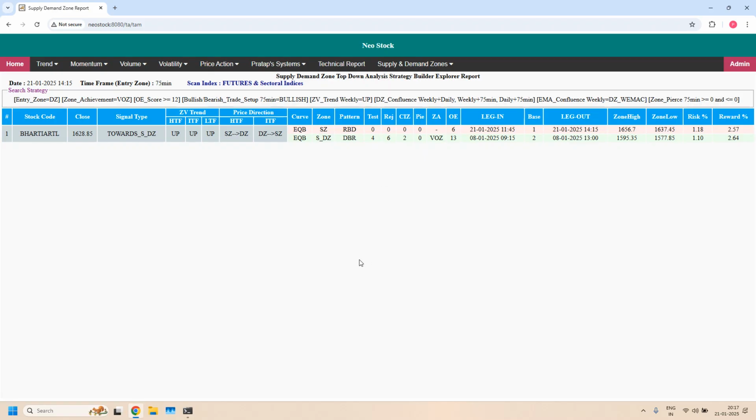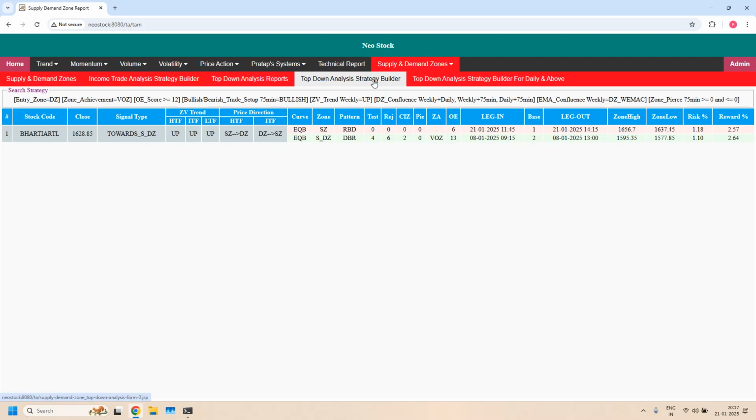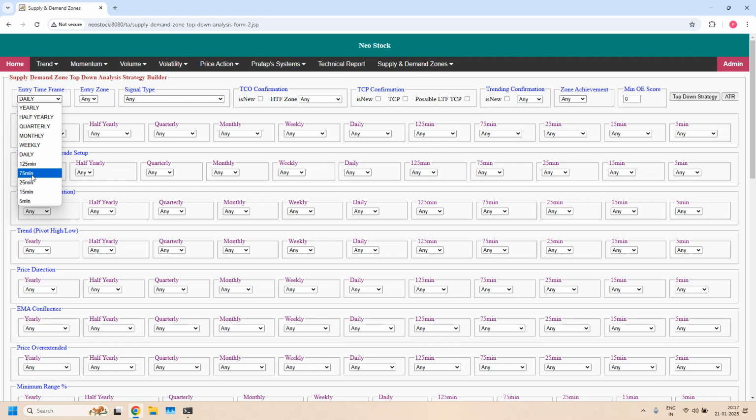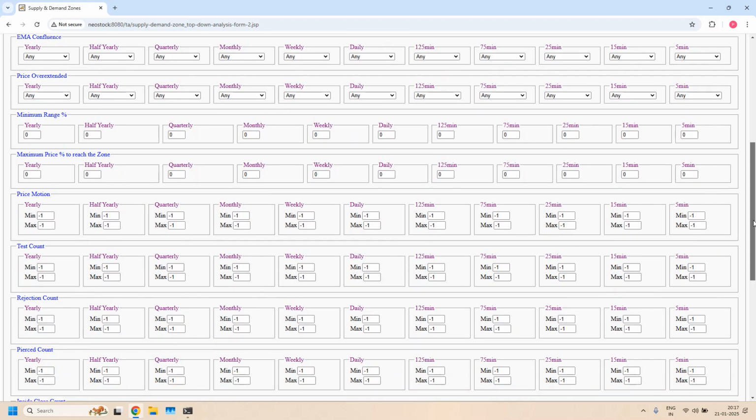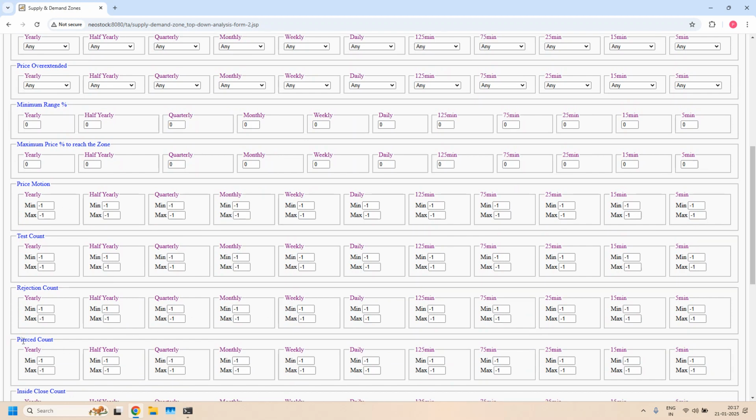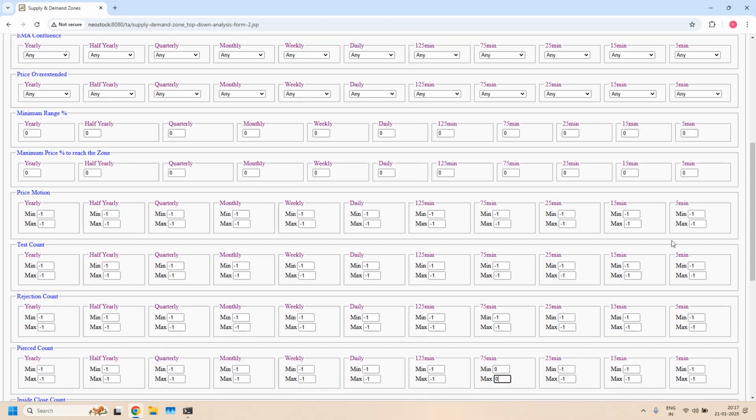So this is about the bullish trade setup for weekly income trade. Next, the bearish trade setup for weekly income trade. Entry time frame 75 minutes. Entry zone, supply zone. Bullish or bearish trade setup at 75 minutes time frame, I am selecting bearish. The 75 minute supply zone should not be pierced. So in the pierced count parameter at 75 minutes time frame, I am setting minimum value 0, maximum value 0.